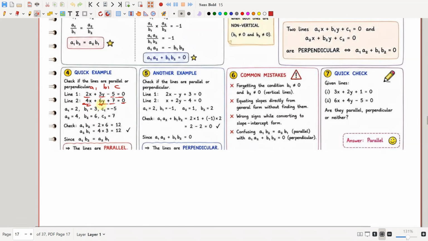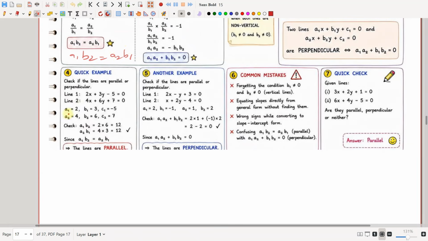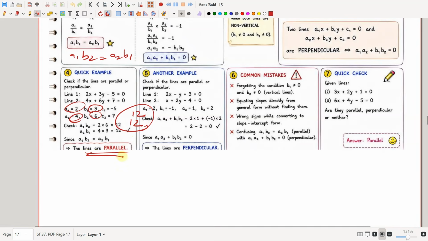This is A2, B2, C2. Okay, so we have taken the values and written them here. First we have to check whether they are parallel or perpendicular. So let's check the parallel condition first. See, a1 b2 is equal to a2 b1. So a1 into b2 is equal to 12, and a2 into b1, 4 threes are also 12, so they are equal, which means the lines are parallel.